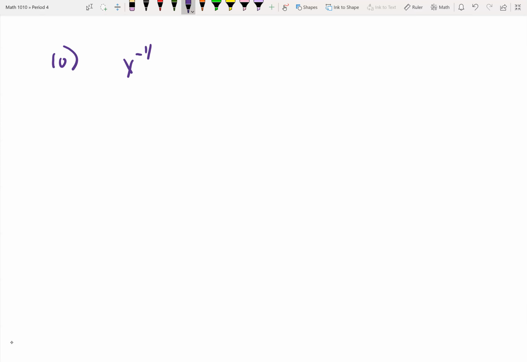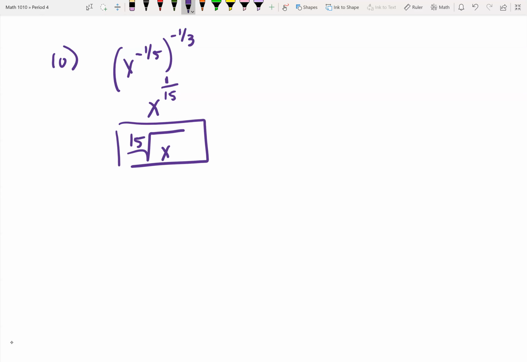So this is x to the negative 1/5 raised to the negative 1/3. So when I do power to a power, hey guys, make sure you're working. Some of you are talking more than working. Power to a power, you multiply. So a negative times a negative is a positive. And then you go 1 times 1 is 1. 5 times 3 is 15. And they want it in radical form. So that would be the 15th root of x to the first, and that's your answer.